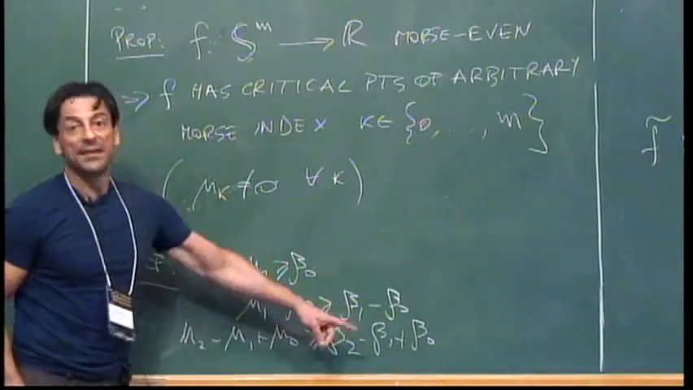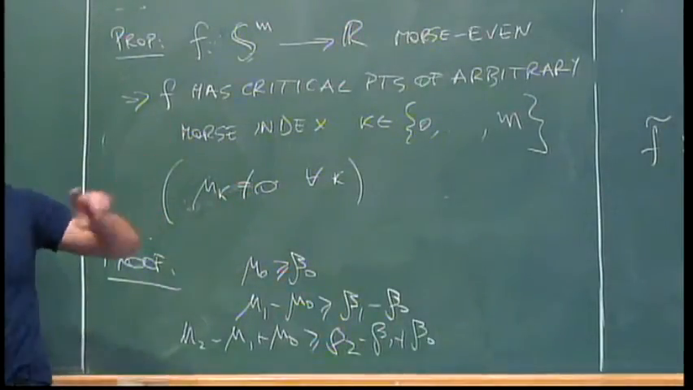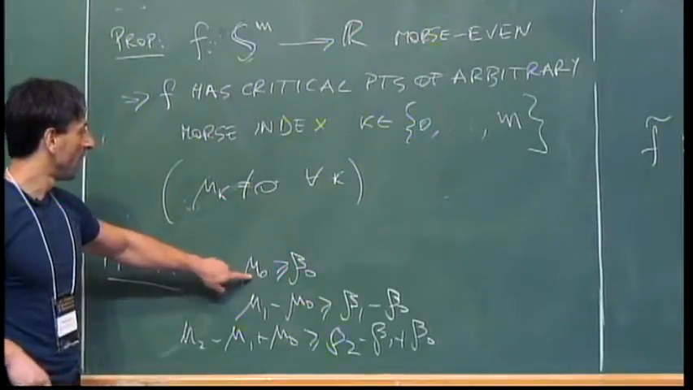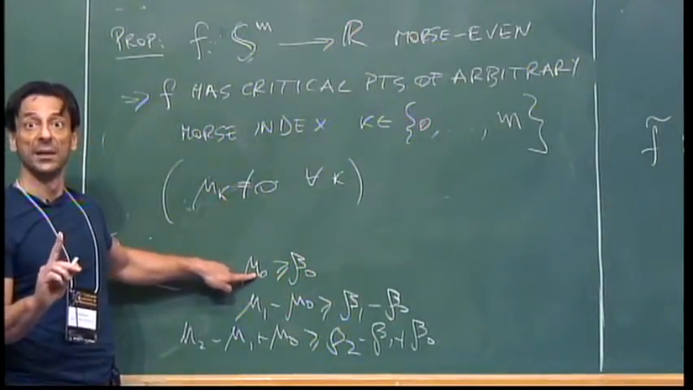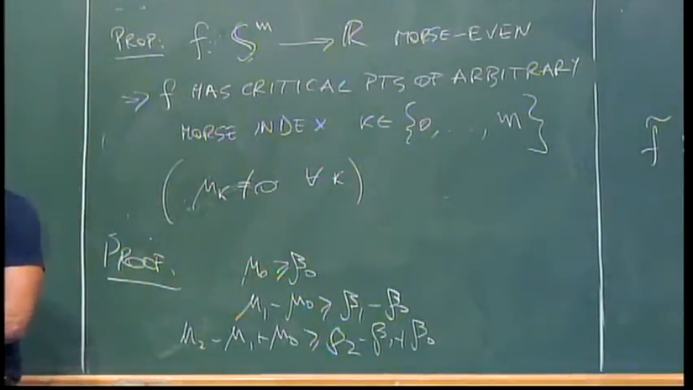So we know the betas for the sphere. Beta 0 is 1, beta m is 1, all the other ones are 0, okay? So the first inequality tells you that mu 0 has to be greater than or equal to 1. But we know it's an even number, so mu 0 has to be greater than or equal to 2, okay?